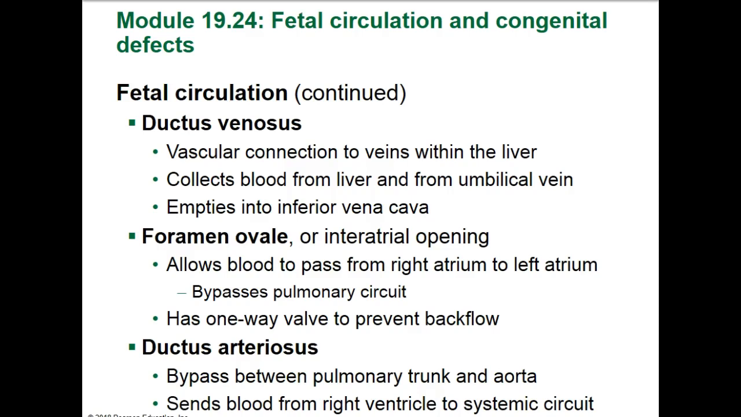And keep in mind, this is just fetal circulation. And then the ductus arteriosus, this is a bypass between the pulmonary trunk and the aorta. It sends blood from the right ventricle to the systemic circuit.